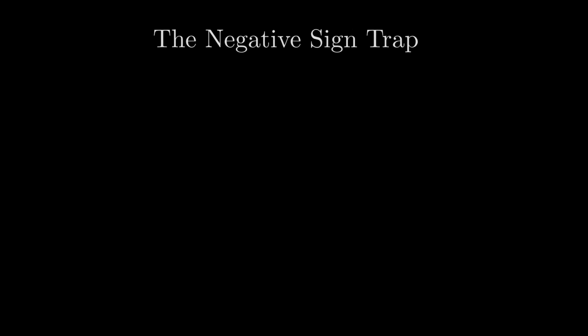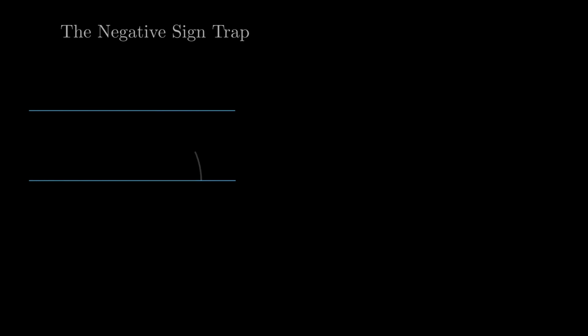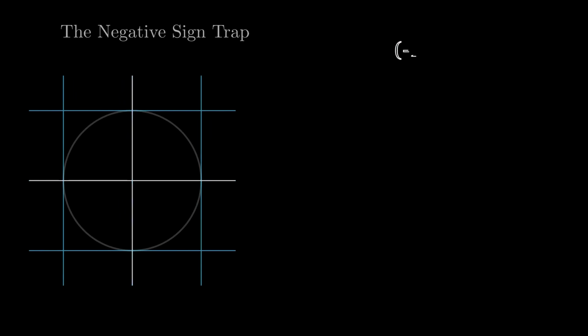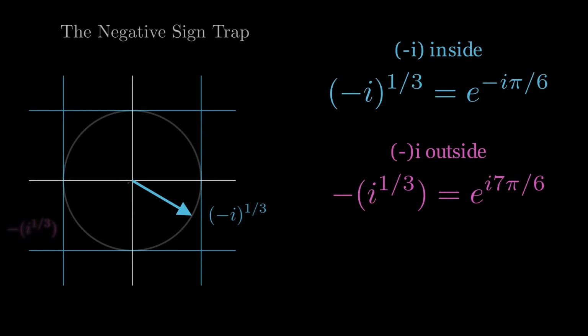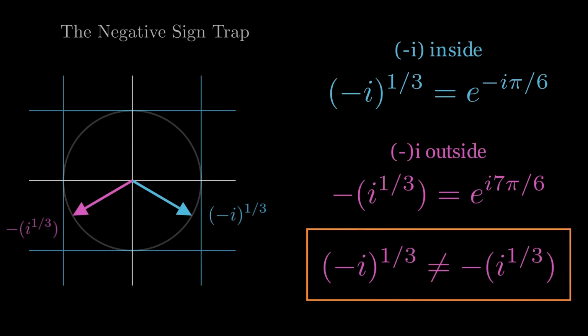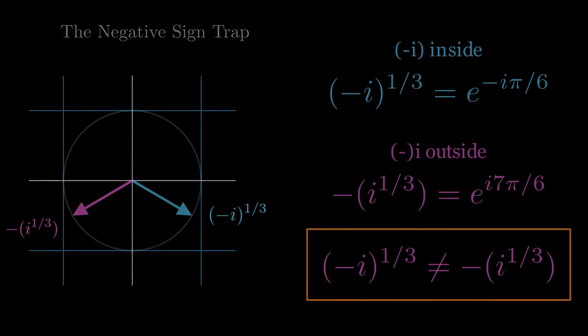With complex roots, a minus sign becomes a trap. First, keep the minus sign inside the cube root. Cube root of negative i equals e to the negative i pi over 6. Now pull the minus sign outside. Minus the cube root of i equals e to the i 7 pi over 6. Same input, different angles, because the principal cube root depends on which angle you choose. So the takeaway is cube root of negative i is not equal to minus cube root of i. This is a key branch cut idea.